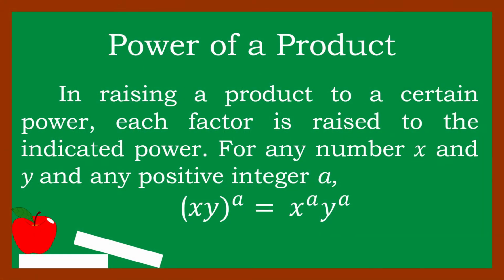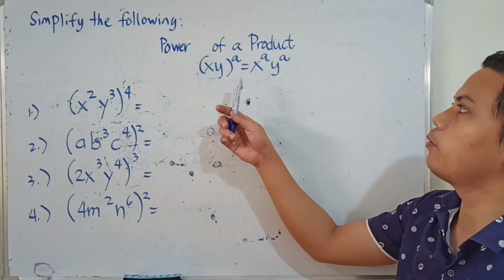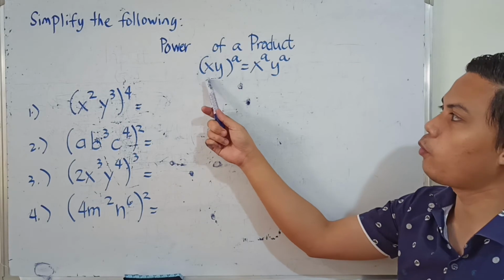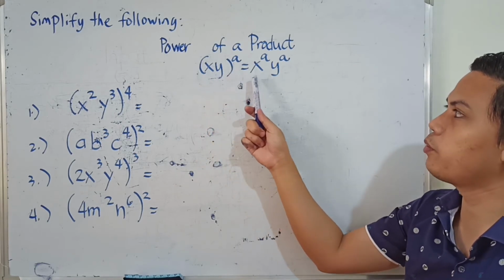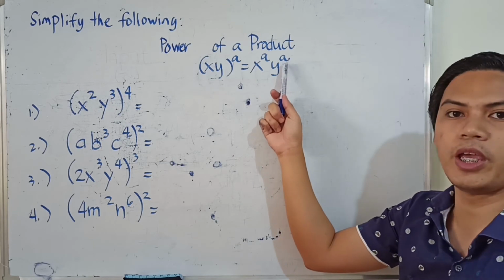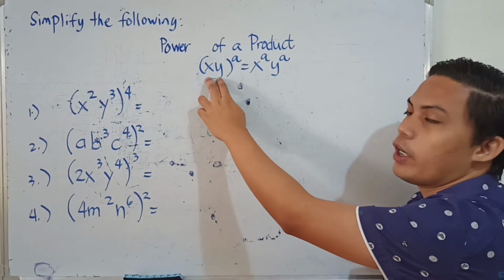The last law under multiplication, we have the power of a product. In raising a product to a certain power, each factor is raised to the indicated power. For any number x and y and any positive integer a, the quantity x times y, quantity raised to a, is equal to x raised to a times y raised to a. So in symbols, we have the quantity x, y raised to a is equal to x raised to a, y raised to a. So mapapansin natin, we have two factors here.